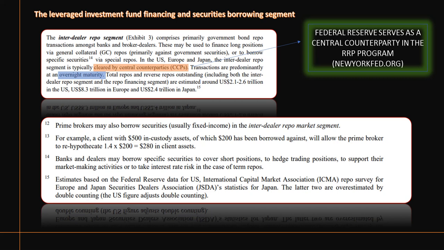Right here, footnote 12 says that prime brokers may also borrow securities, usually fixed income, in the interdealer repo market segment. So, for example, a client with $500 in custody of assets, of which 200 has been borrowed against. This is like if you had your share lending turned on. Let's say you had $500 of GameStop sitting there, and let's say they borrow against it for $200. They can actually rehypothecate that and borrow up to 280 due to that 140% threshold.